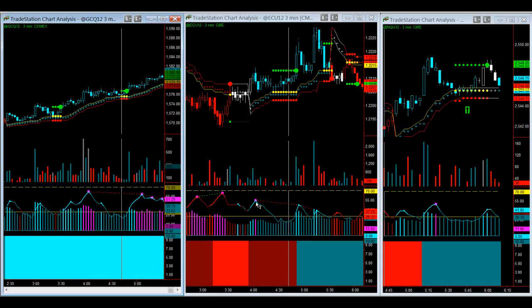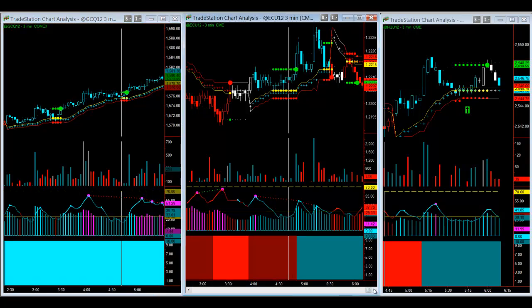On the euro, you do have a magenta peak. You do pull back to the ATR. You do it on diverging volume, but you are dark red, telling you that you are going against your higher time frame. For a new trader, that is not the preferred trade setup.